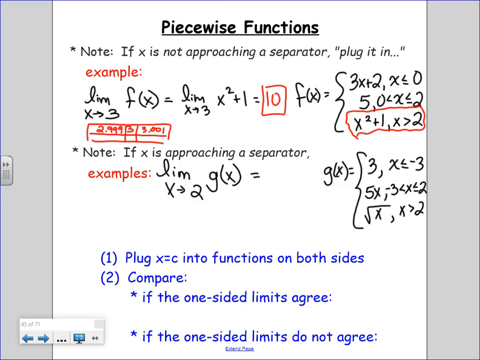So if x is approaching 3, and 3 is not a separator, you'll see what's going on when the number you're approaching is a separator. If 3 is not a separator, I just think about, hey, I'm right before 3, right after 3, and all of that is greater than 2, so I only use that piece. Does that make sense?